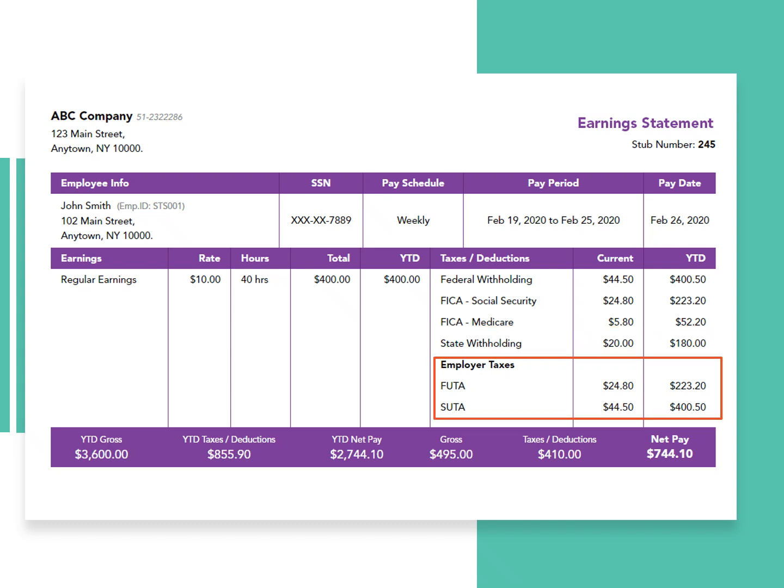FUTA stands for Federal Unemployment Tax Act. It's a payroll tax paid by employers only, not employees. This money funds the federal government's role in the unemployment insurance system. The unemployment insurance system provides loans to states when their unemployment funds run low, extended unemployment benefits during high unemployment periods, and job service programs to connect people with work.